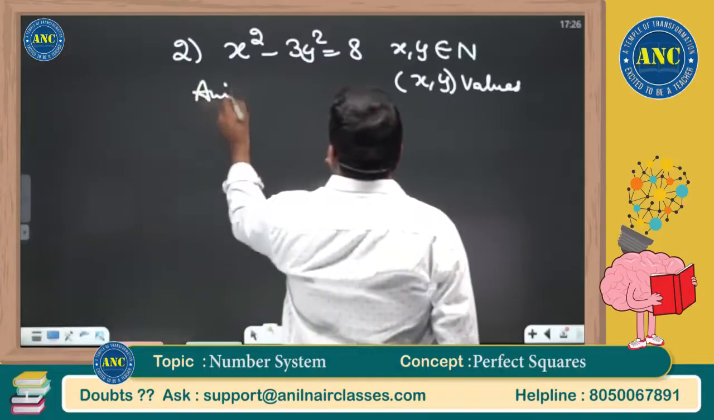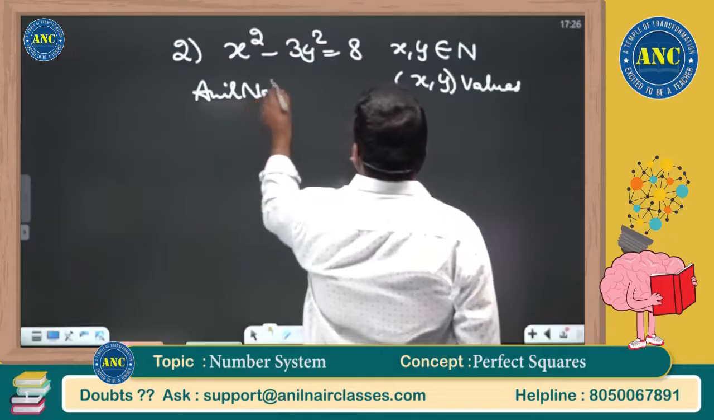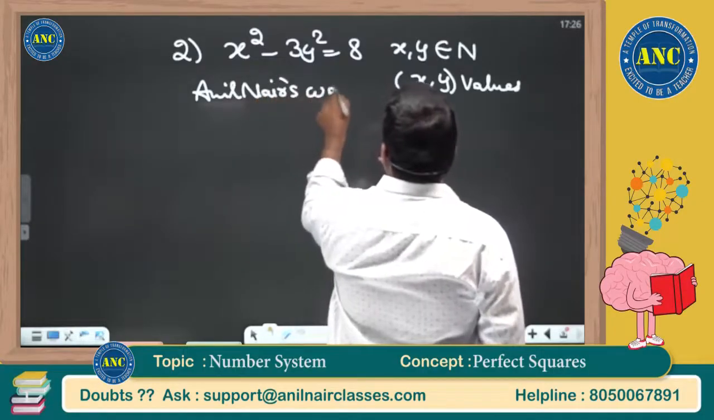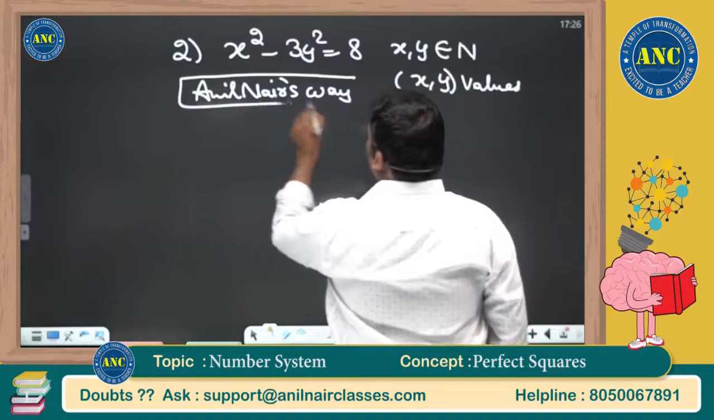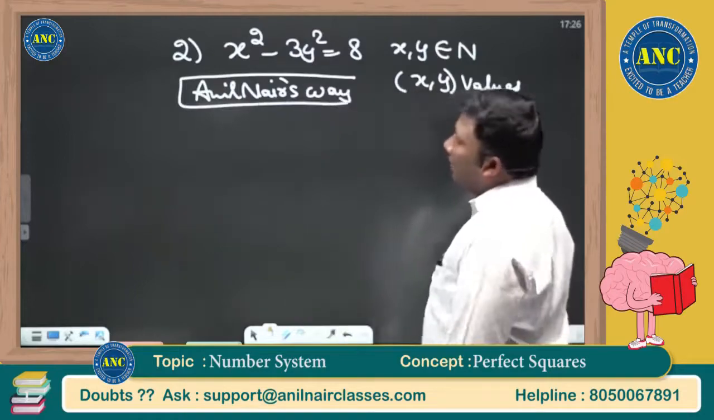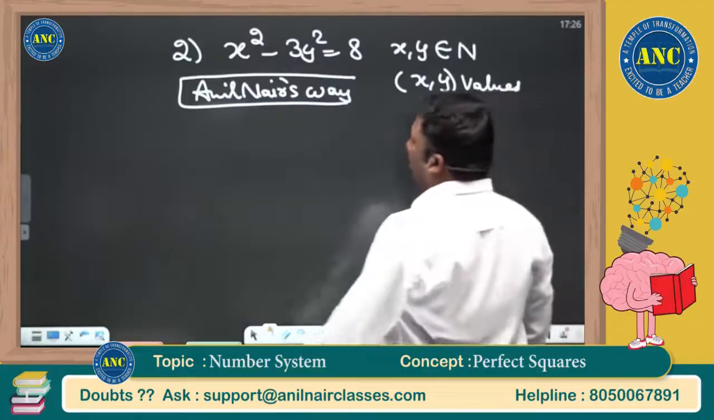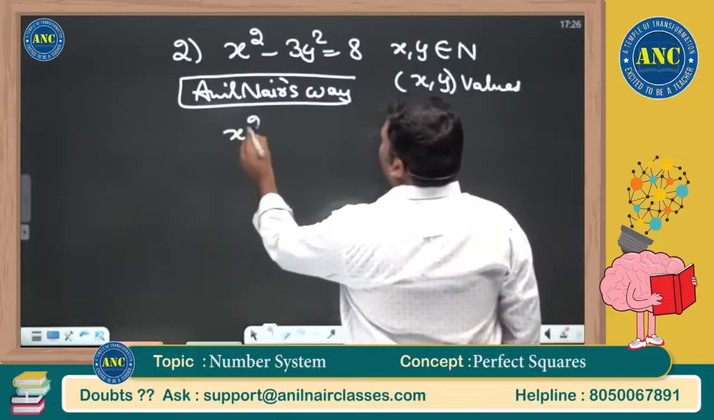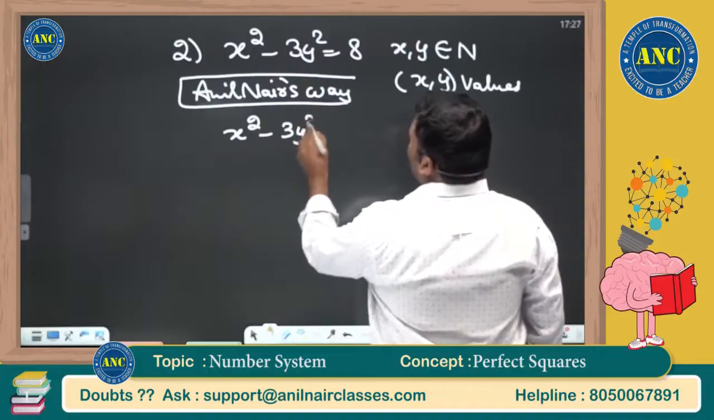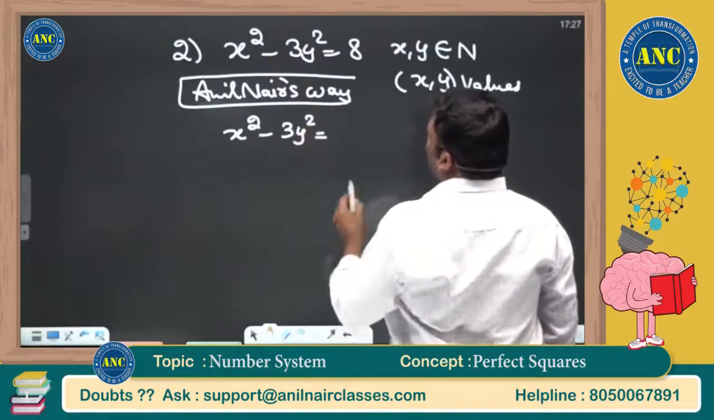Anil Nair's way of solving. For me, this question is a less than 5 seconds problem. I have seen some teachers solving it in 5 to 10 steps and saying that it's a difficult question. Please don't solve this question like that. X square minus 3y square equivalent to 8.